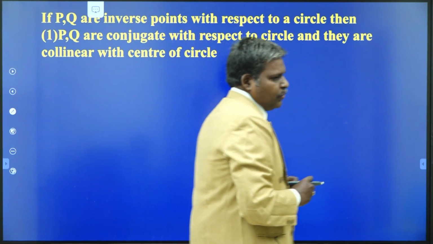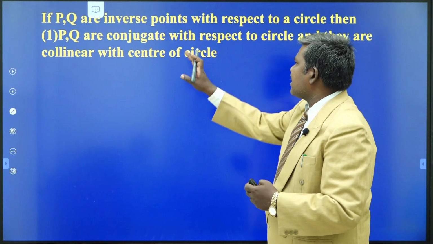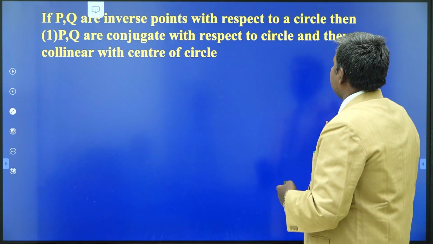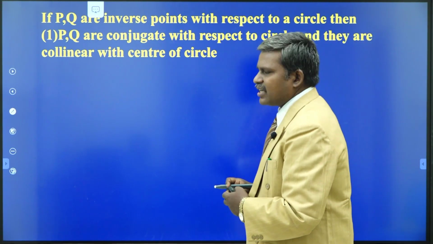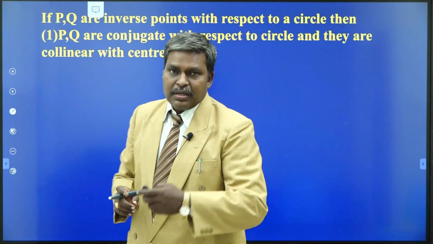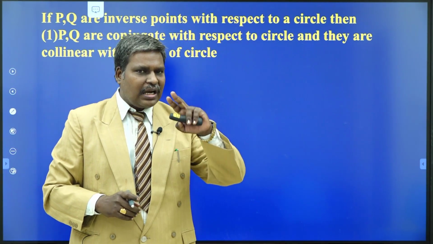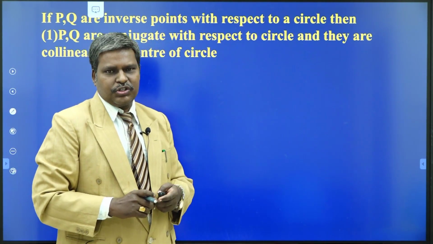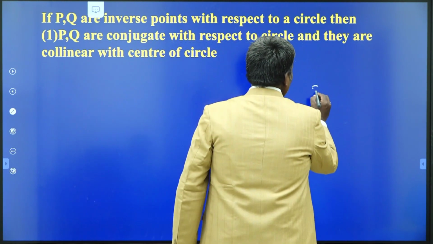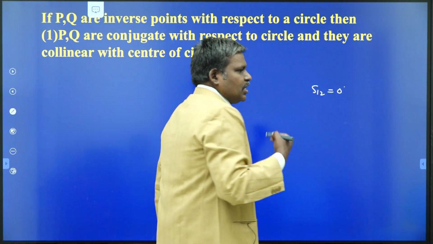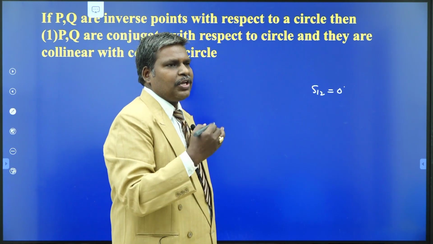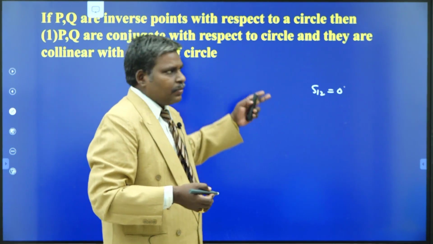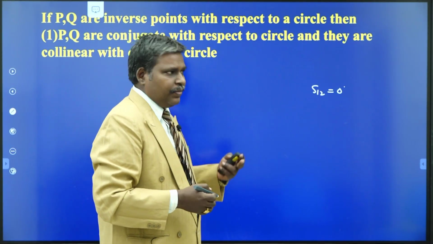See here, already we discussed this, the condition. If P, Q are inverse points with respect to a circle, then P, Q are conjugate with respect to the circle and they are collinear with the center of the circle. Already we discussed the thing. From the definition itself, the conditions 2 and 3, if you club the two conditions, we get S12 equal to 0. Already we proved S12 is equal to 0 is obtained by CP into CQ is equal to R square and P, Q are on the same side of the center of the circle. Already collinearity is there.